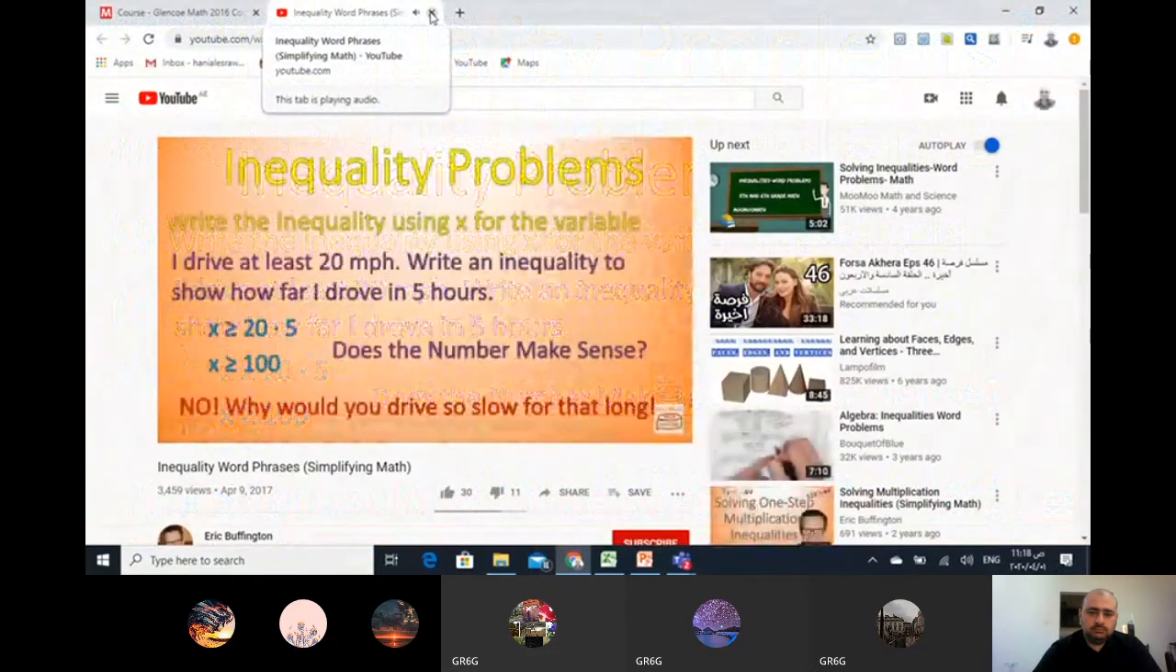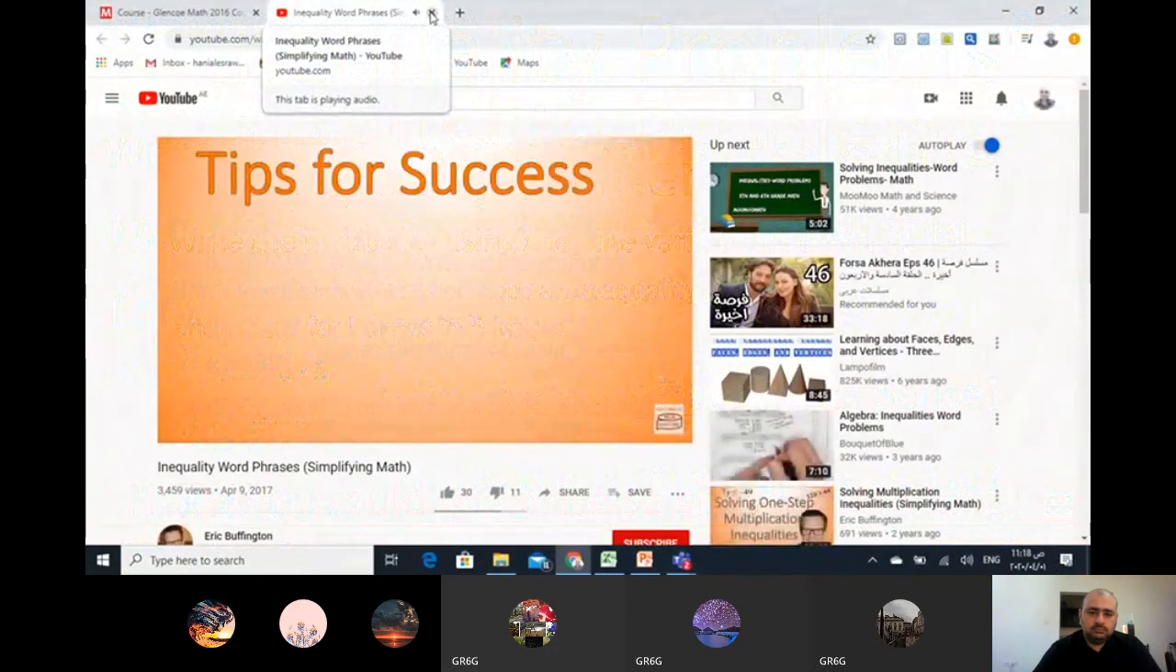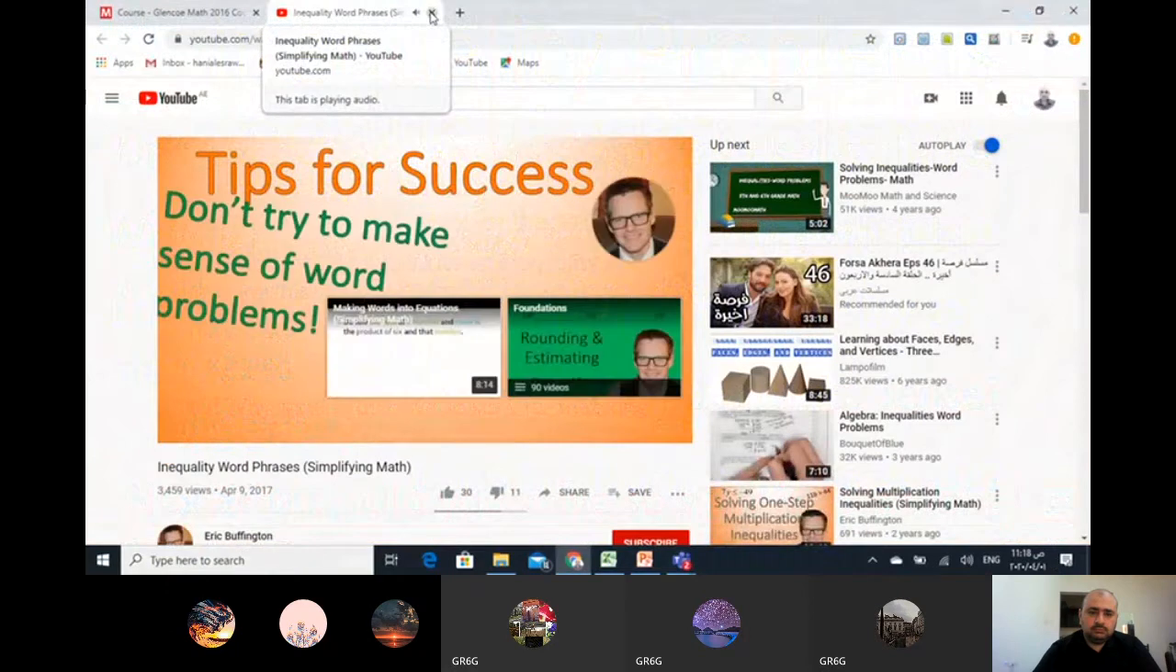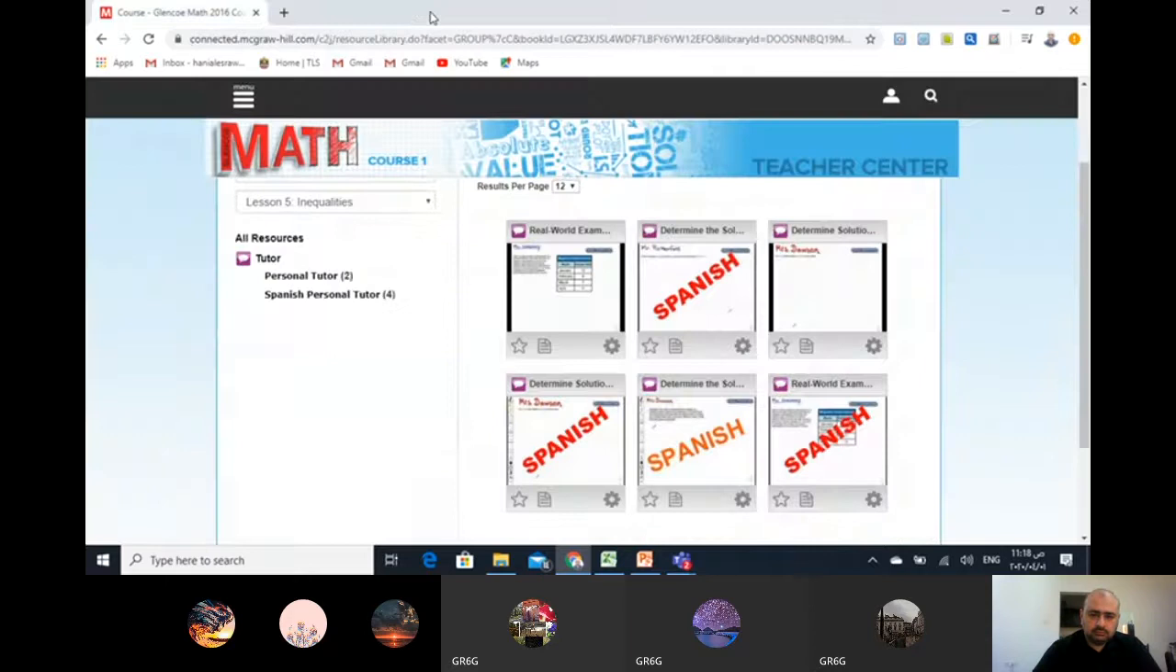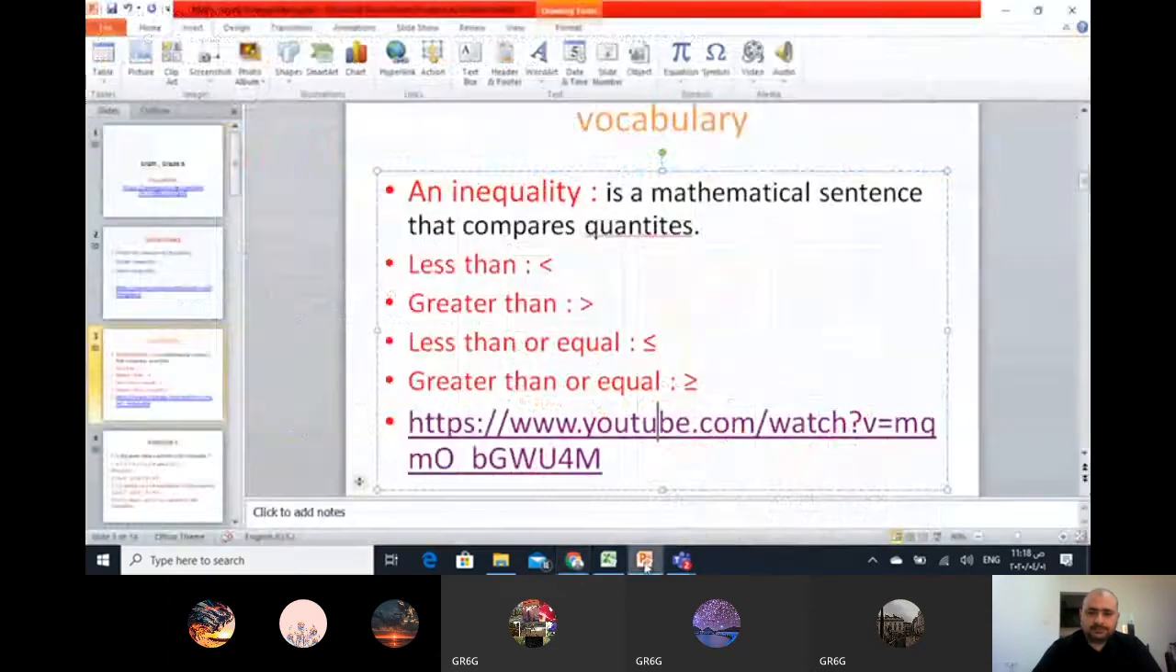Oh my goodness, all of these questions are kind of ridiculous. All right, so a couple of tips. Don't try to make sense of word problems with inequalities, because oftentimes they won't make any sense at all. And then practice, practice, practice, because it is important that you get a little bit of practice writing the symbols at least in the correct way. Okay.